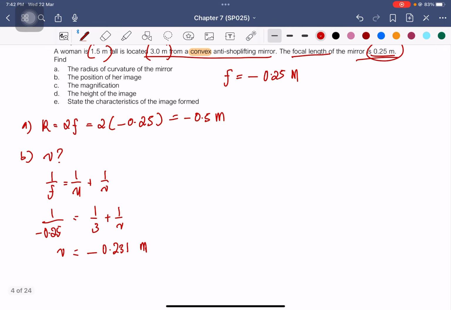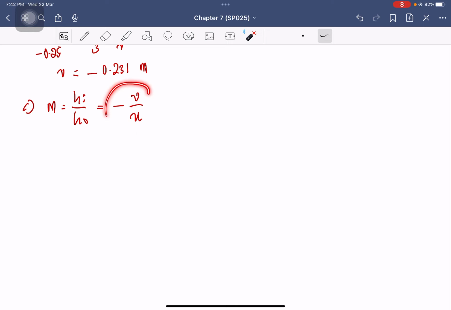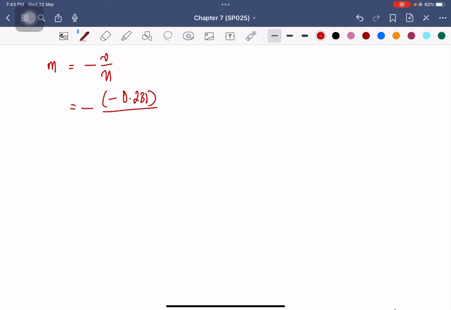Okay, next what do we have to find? We have to find the magnification. So magnification is m equal to hi over h naught or negative v over u. So it depends on what information is available. Since we already have v and u, we are going to use this equation here. Okay, so that is negative of negative 0.231 divided by the object distance, which is 3, and we get the magnification value to be equal to 0.077, which is less than 1.